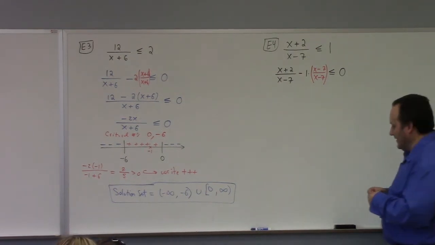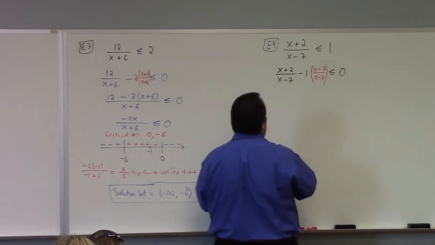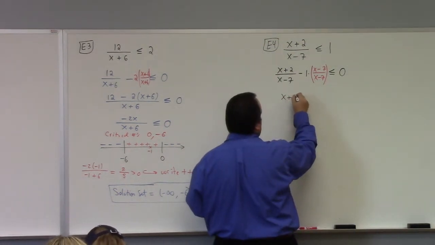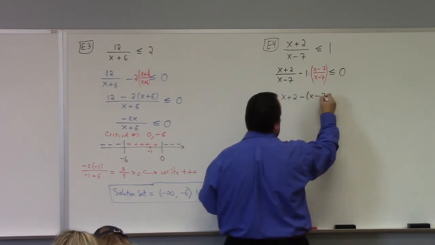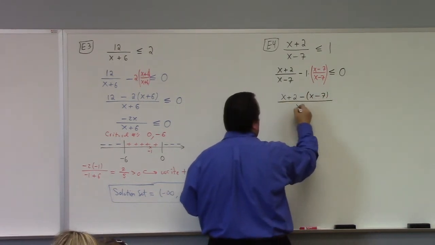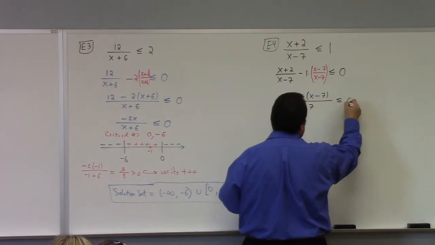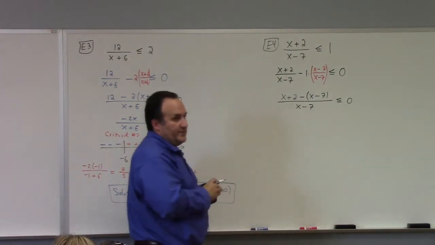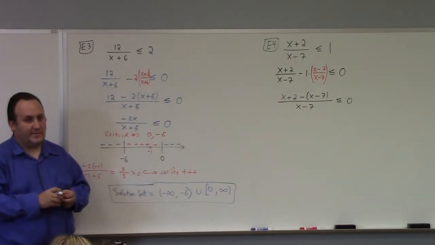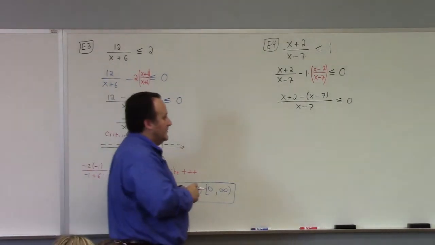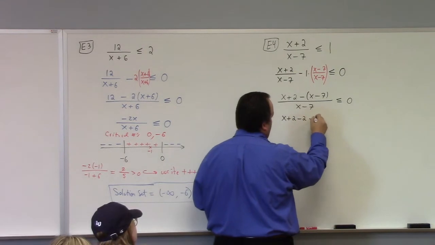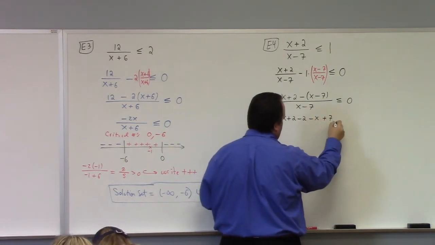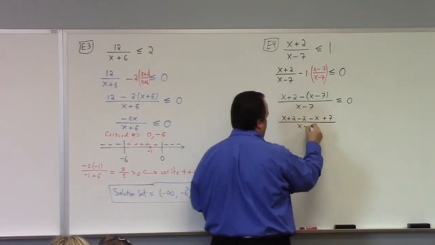And then what do I get? I get x plus 2, careful with the parentheses here, minus parentheses x minus 7, divided by x minus 7, less than or equal to 0. I say be careful with the parentheses. It's important to distribute that minus. So we get x plus 2 minus x plus 7 divided by x minus 7.